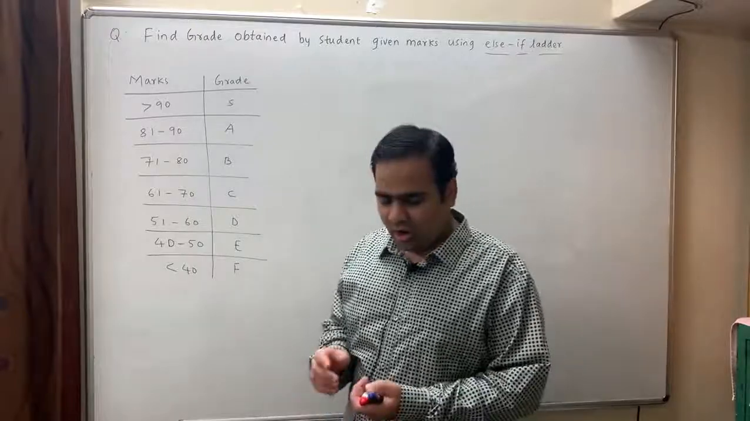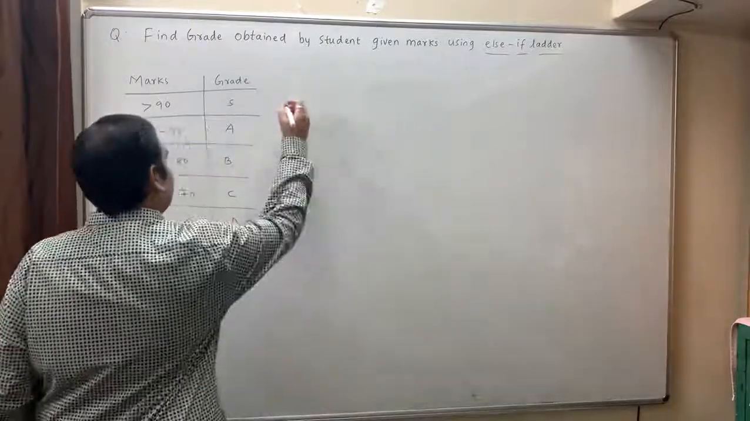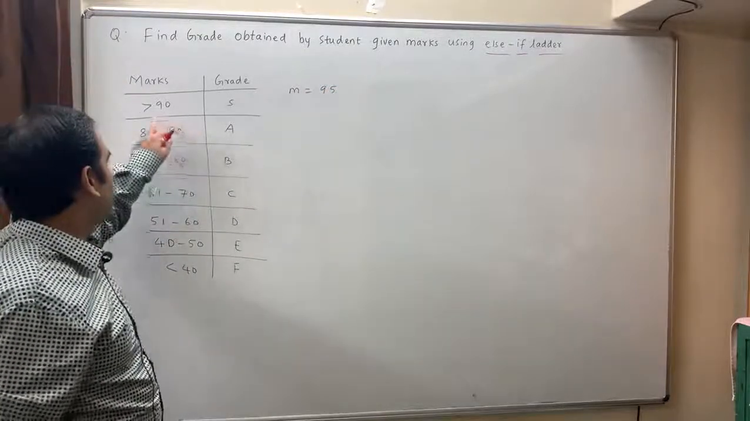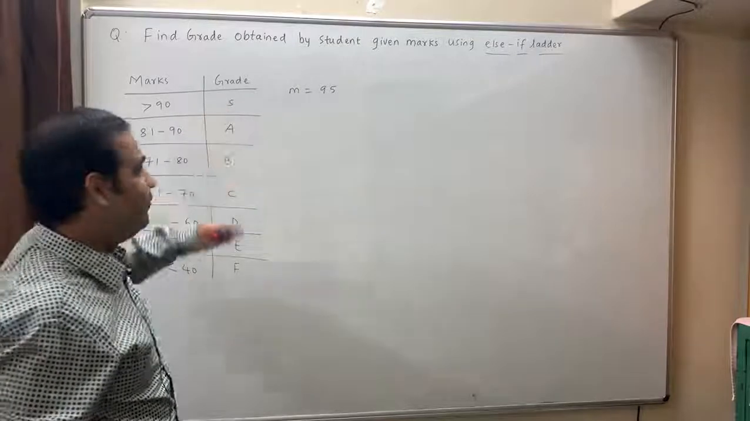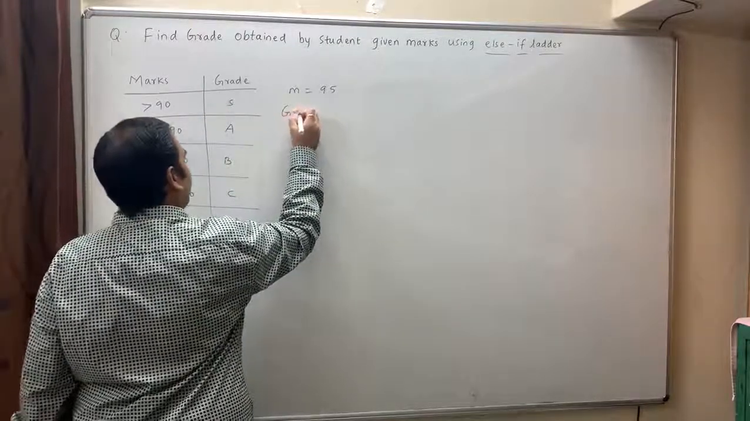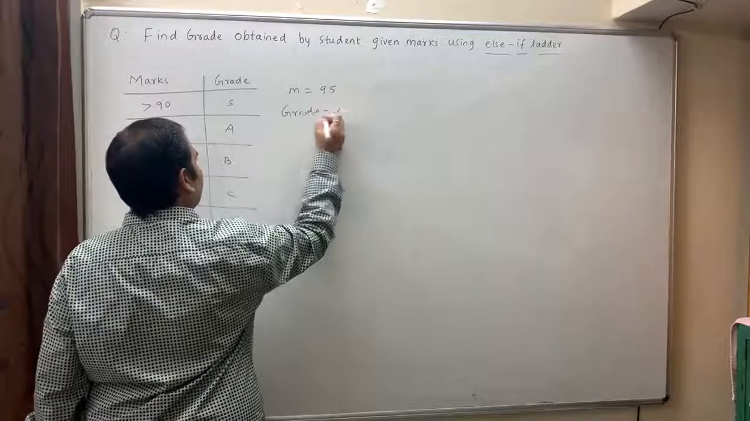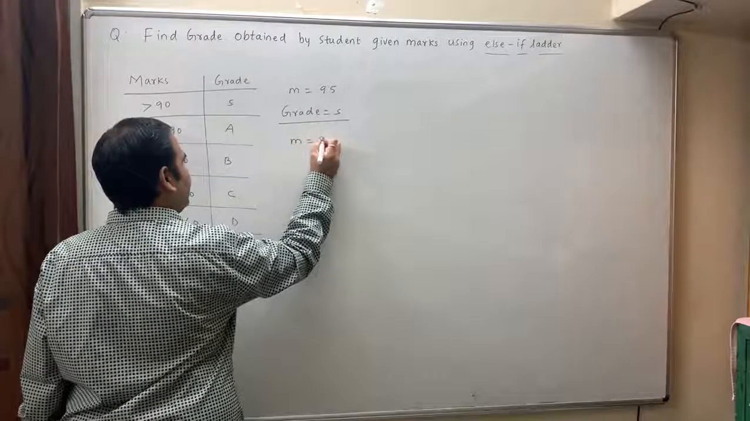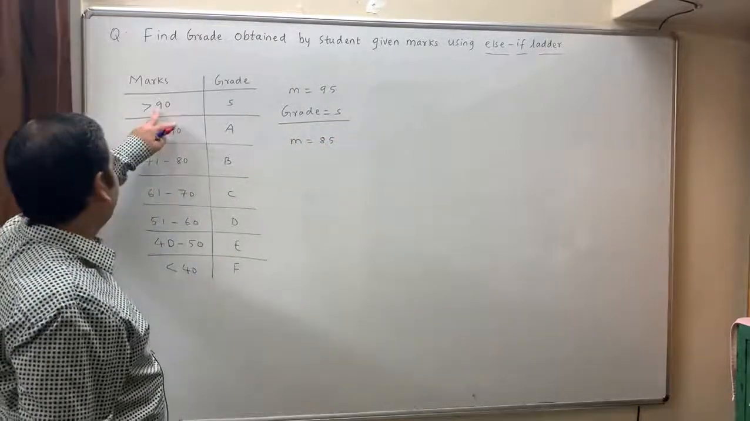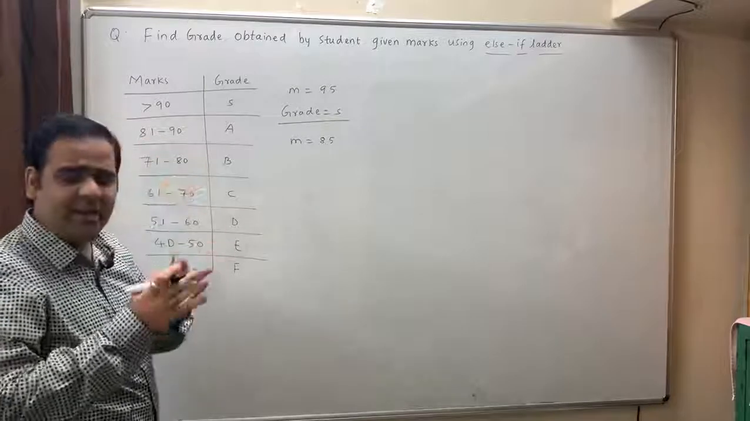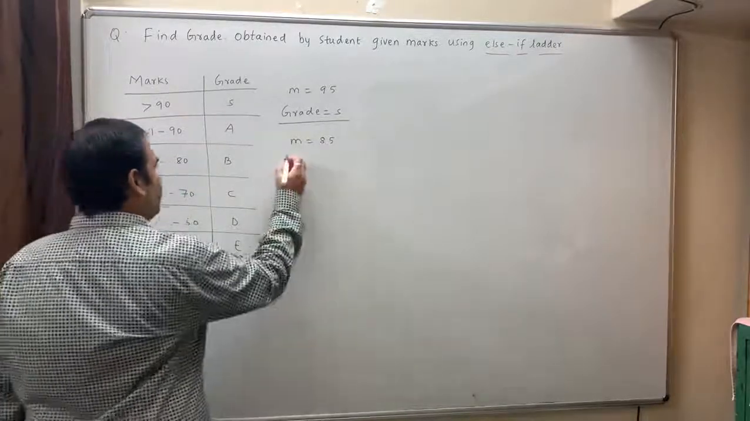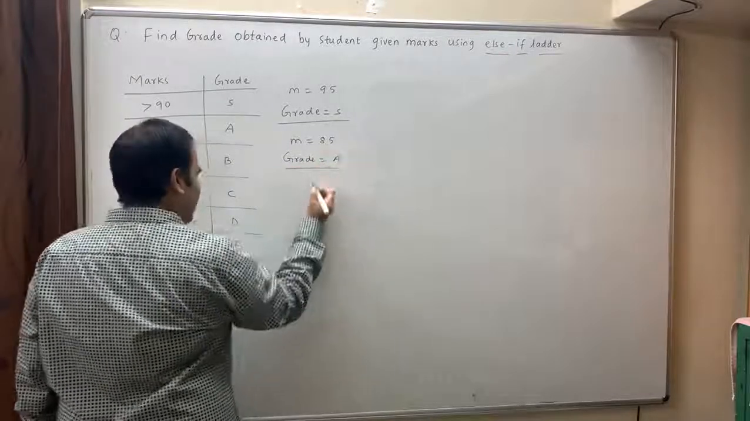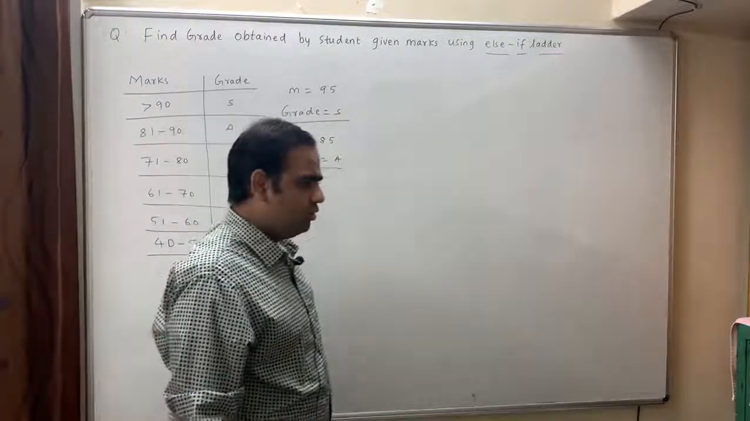Now, what does it mean? Suppose the marks given is 95. Now, if the marks input is 95, 95 is greater than 90, therefore the output or the grade obtained by the student is equal to S. Okay. Now, let's say M is equal to 85. M is marks. Now, 85 greater than 90? No, 85 is in between 81 to 90. That means what is the grade obtained? The grade obtained by the student should be equal to A. And so on, there might be all the scenarios over there.